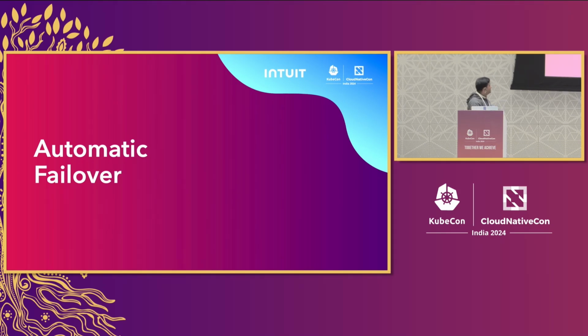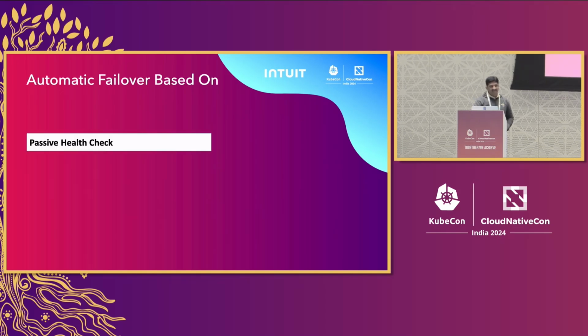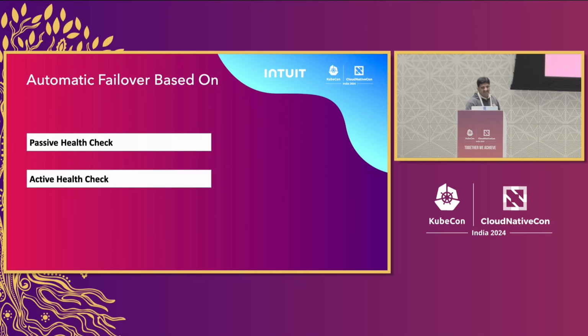So to ensure that your service is automatically moving to the other region, you need to have well-built health checks. So let us see the health check mechanisms that we have seen today in the famous platforms. One of them is passive health check. We'll talk about each of them in detail, and we'll also see where they work well and where they don't. And another one is active health check.